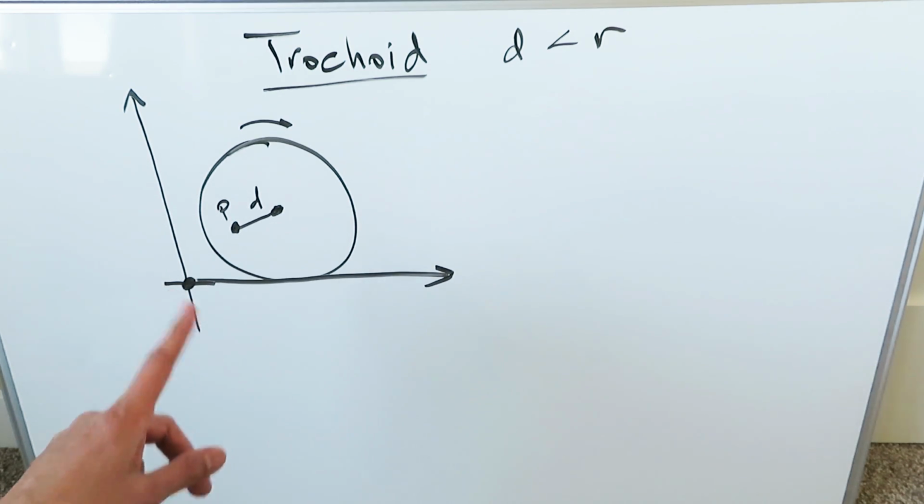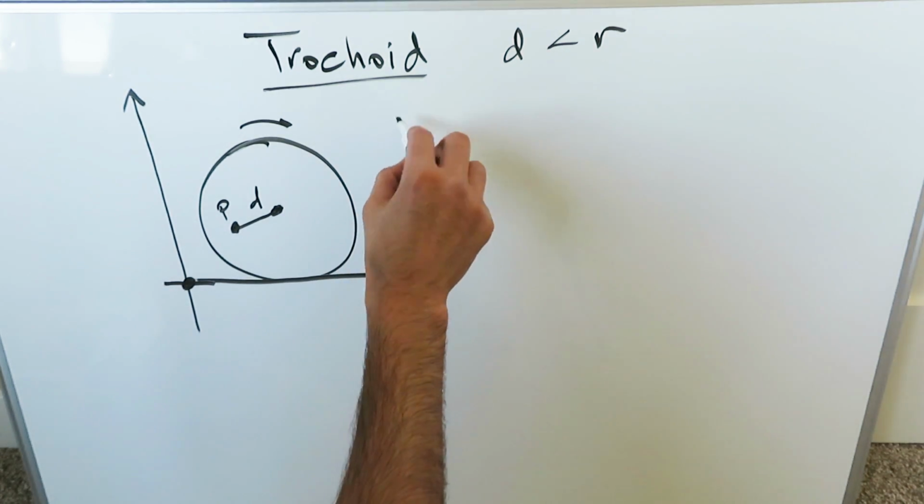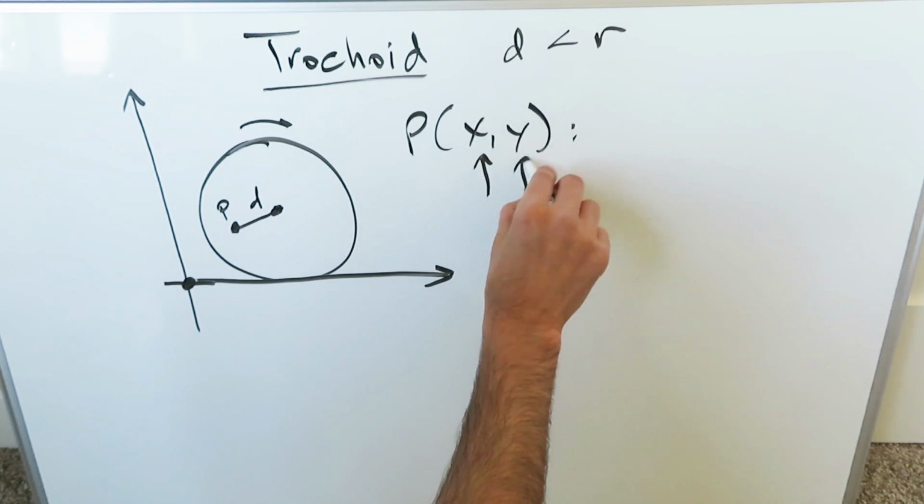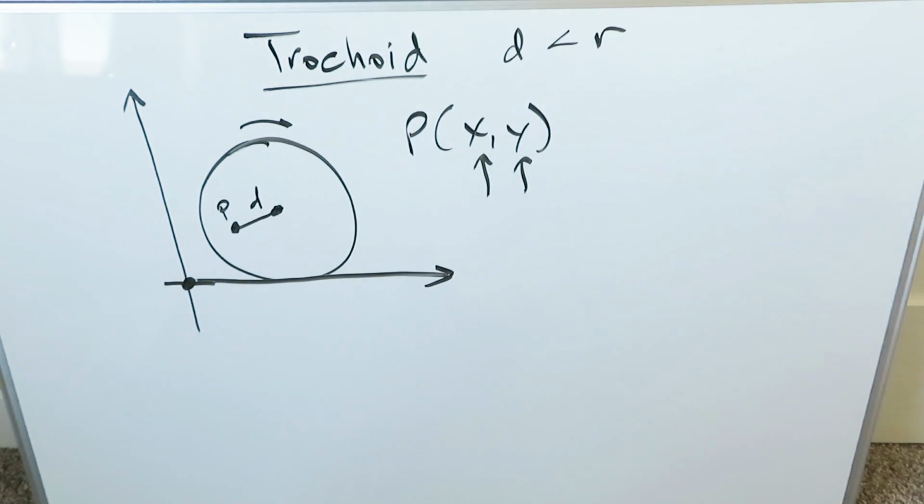When you focus on this point P which is tracing, it will have a certain x and a y value. We have to determine that. These will be our parametric equations. And how will we go about doing that? We will do so by means of two representations. Representation number one, let's start with that.